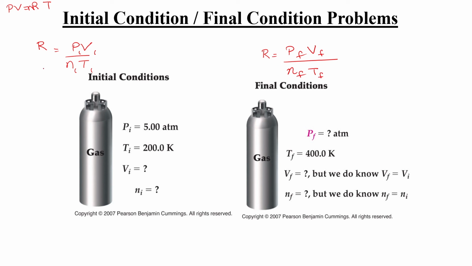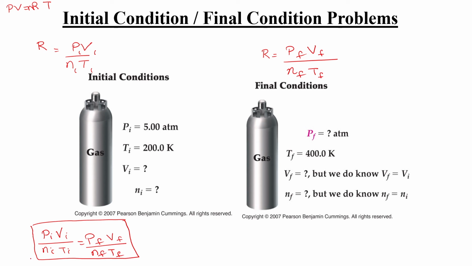Now both of these equations are equal to R. It means that the right side of each equation is also equal to each other. So what we are going to do is write these down side by side. This equation is very important. All initial and final condition problems that we will solve will start from this equation.